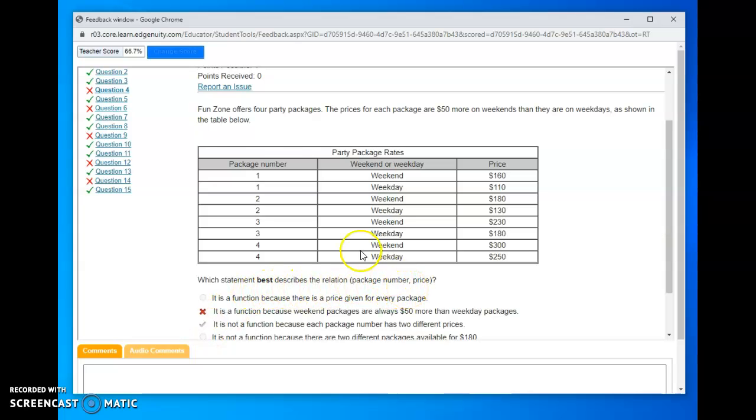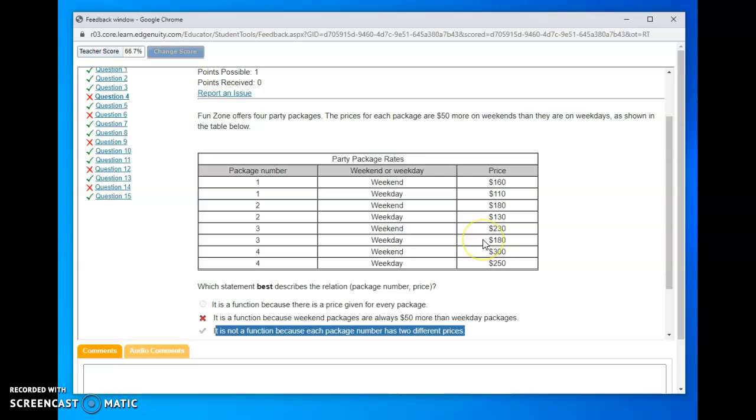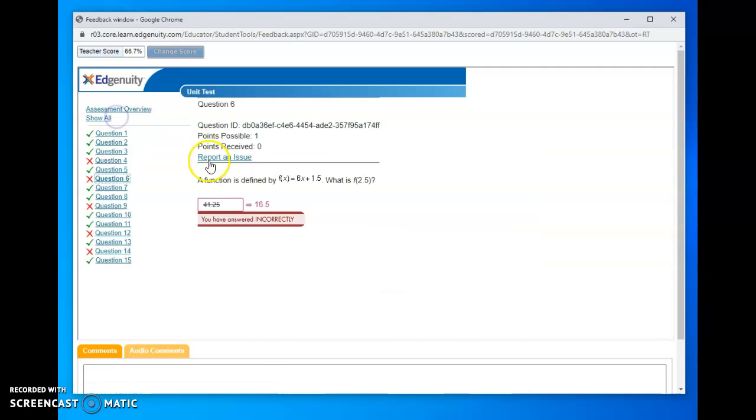So if I look at package number, remember, we're asking if it's a function, and a function can't have its x's repeat. And it says right there that package number is the x. So if you look here, there's a 1, 1, 2, 2, 3, 3, 4, 4. Each of these numbers is repeating one time. So this one is not going to be a function because each package number has 2 different prices, one for the weekday, one for the weekend. So not a function because we got 2 1s, 2 2s, 2 3s, 2 4s.